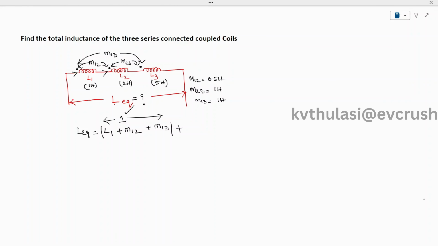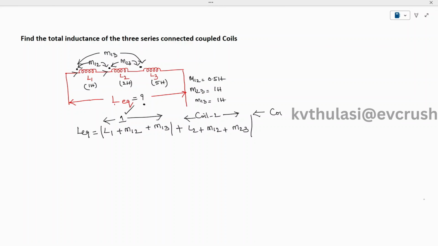Now plus, let's write down coil 2's effect, self as well as mutual. Coil 2's self inductance is L2. Coil 2 is linked with coil 1 with a mutual value of M12. The dot is at entering and the dot is also at entering, therefore you are going to get plus M12. Coil 2 is linked with coil 3 with a mutual inductance of M23. Here the dot is at entering and the dot is also at entering, therefore you are going to get plus M23. With this, coil 2 is completed.